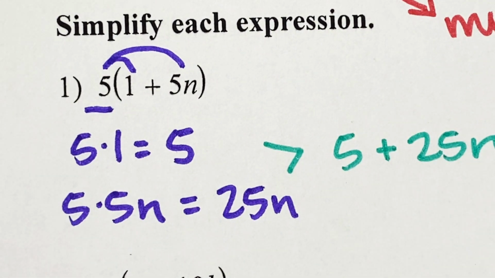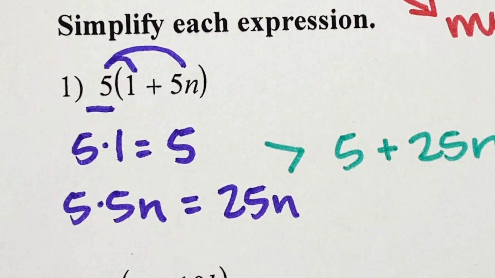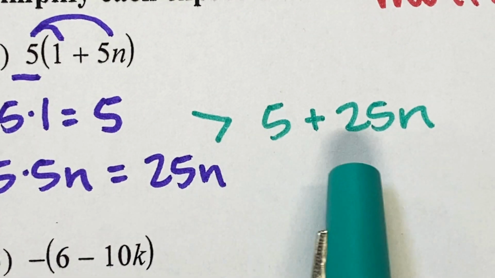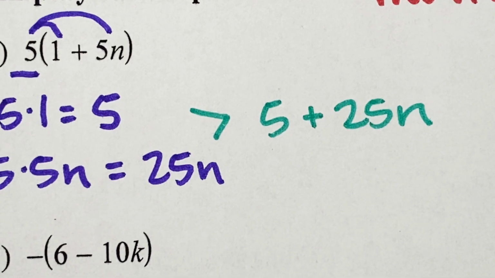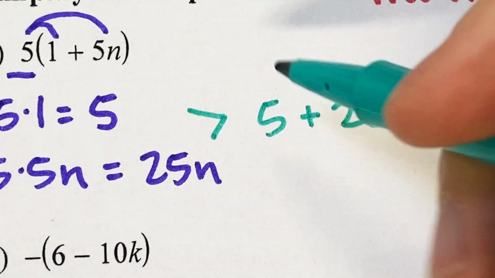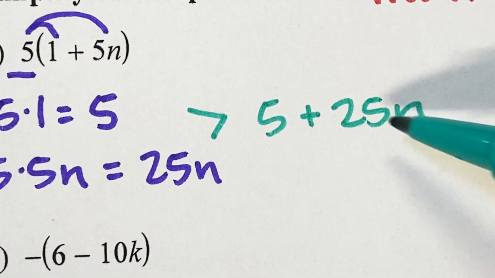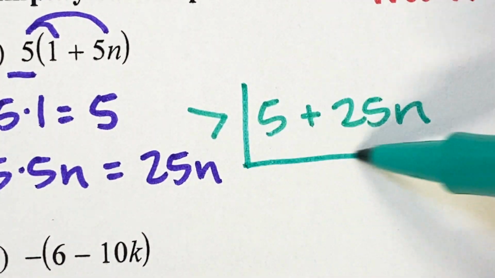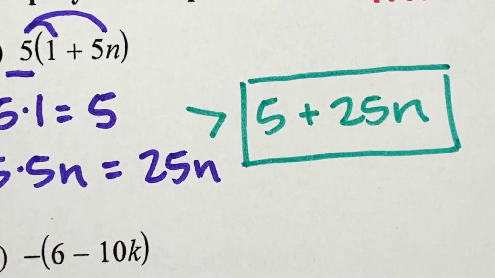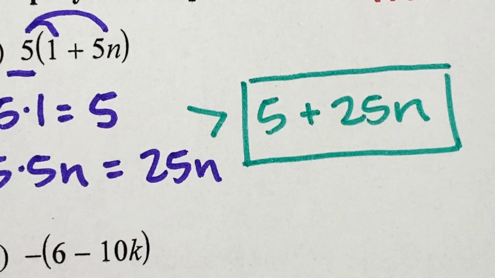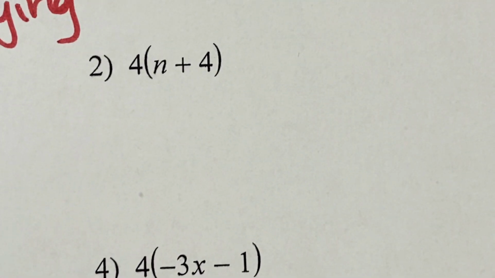The last thing you need to do is ask yourselves, are these two terms like terms? Can we combine them anymore? Nope, they are not. The 25 has the n, and the 5 does not. So that is as simplified as it'll go. Okay, let's do the same thing for number 2.